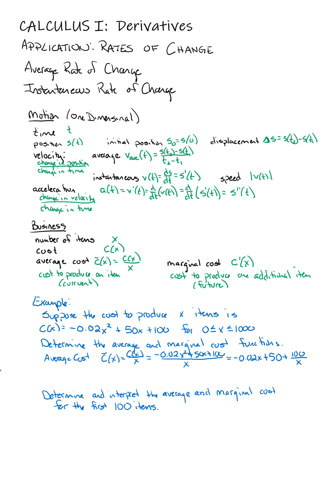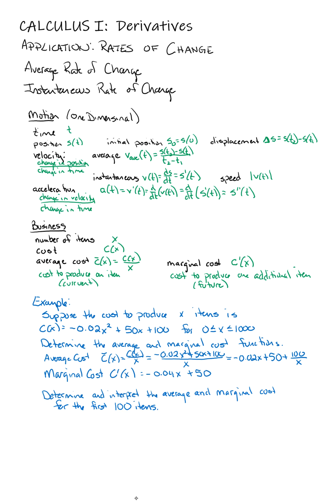All right, well, there's our average cost. Let's take a look at the marginal cost. This one is simply c prime. So all we have to do is take our c function and find its derivative. Well, that would give us negative 1/100 x plus 50. So there we go. There's the average and marginal cost functions. Now, let us determine and interpret the average and marginal cost for the first 100 items.